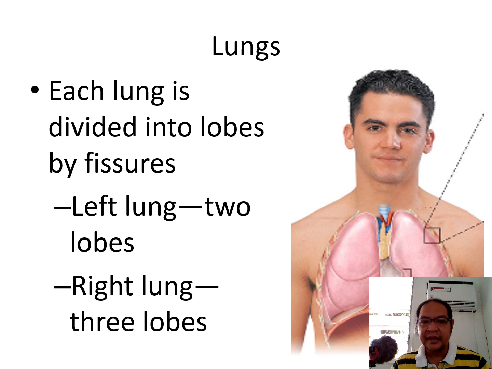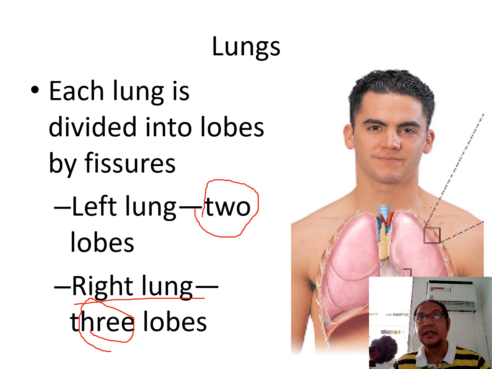So at the right, it has three lobes. At the left, it has two lobes. Again, our code is, when you are buying your shoes, before you buy, you try it. So try before you buy. At the right, we have three. At the left, we have two. That's your code.